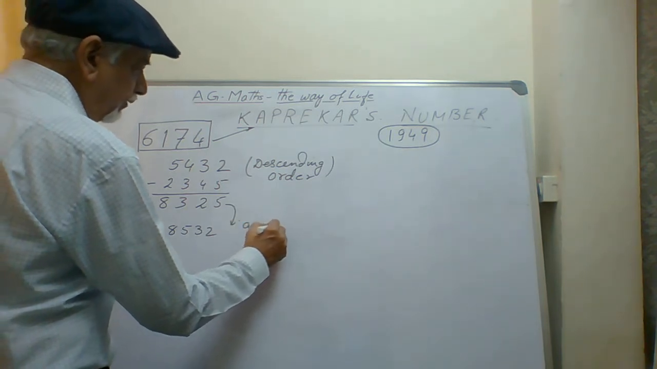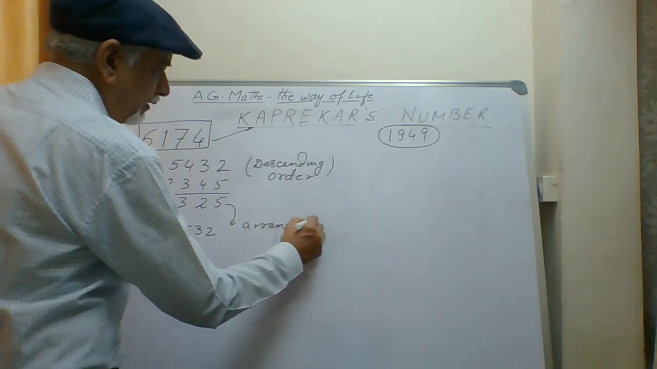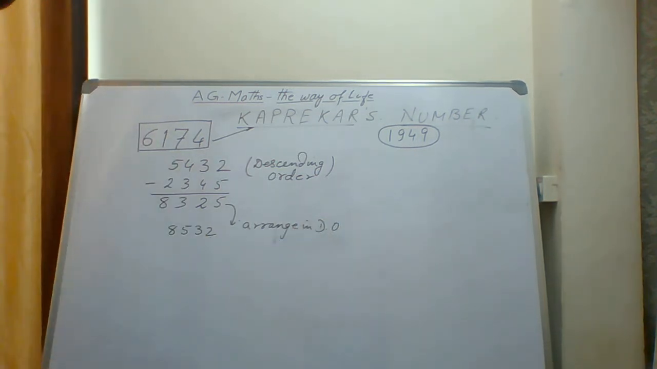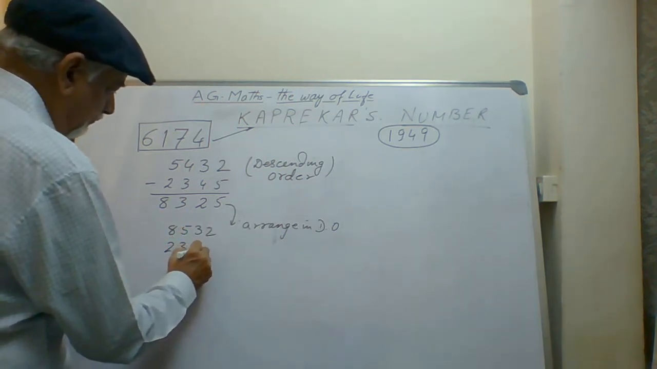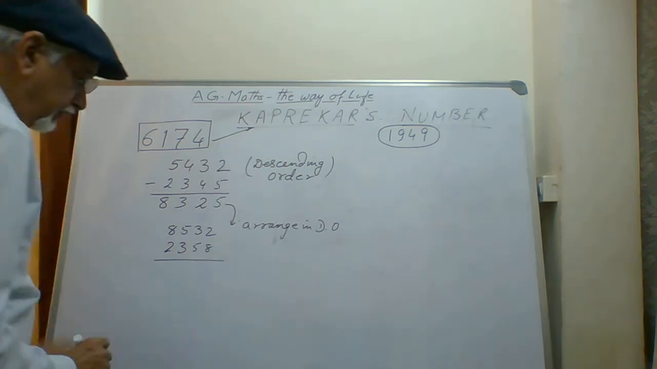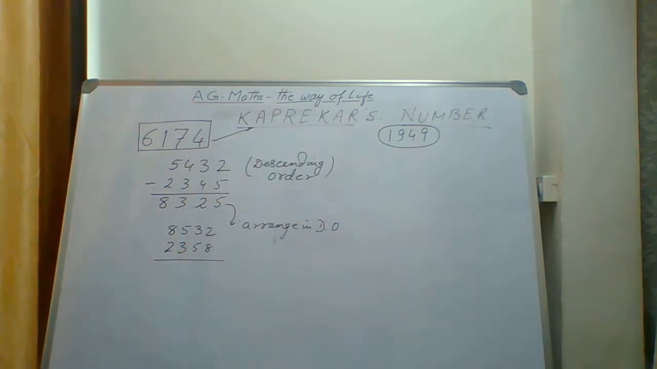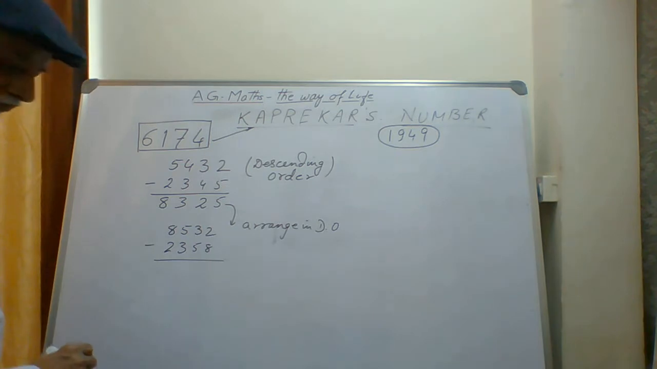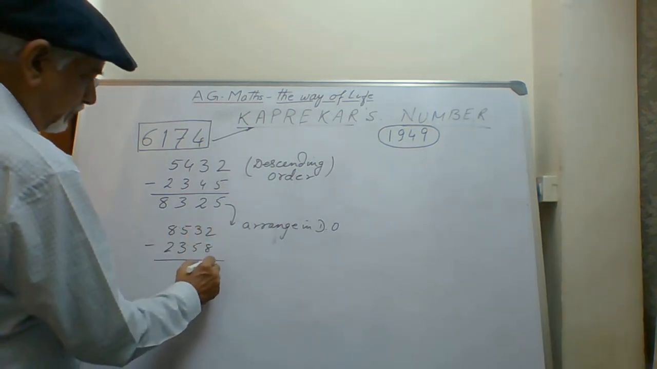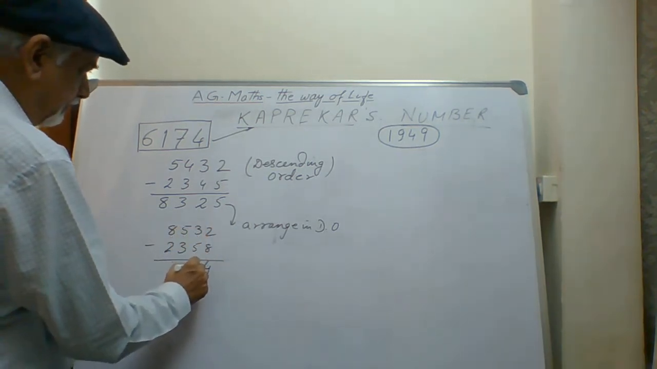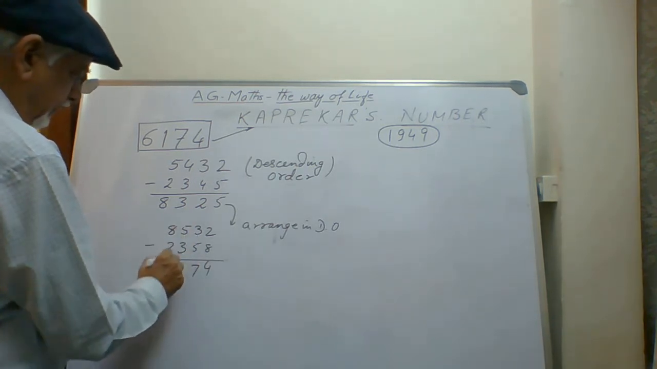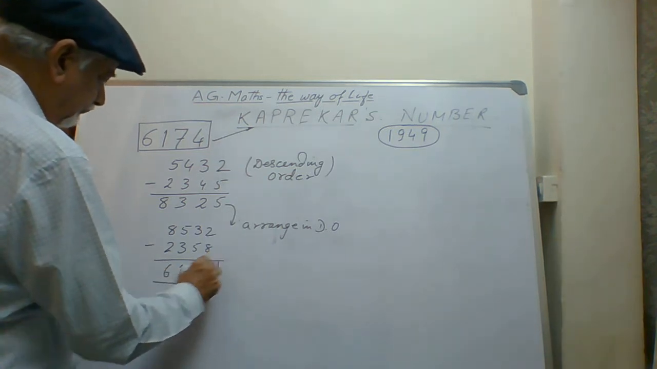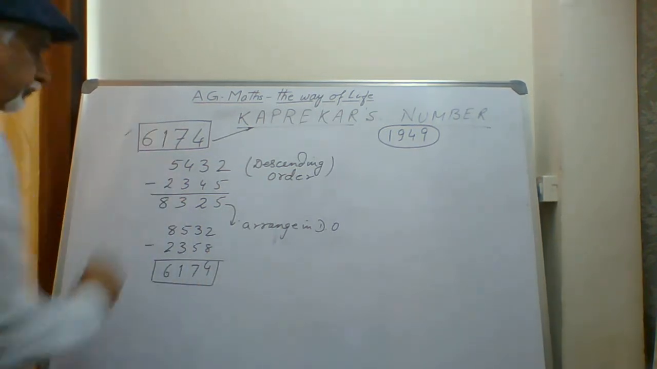Arrange in descending order. Right? Take the reverse of this number. What is the reverse? 2, 3, 5 and 8. It is the increasing order. When I subtract these two numbers, what do I get? See here, 12 minus 8 is 4. 12 minus 5 is 7. This is 4. 4 minus 3 is 1. 8 minus 2 is 6. So what did I get? I got the same number here.